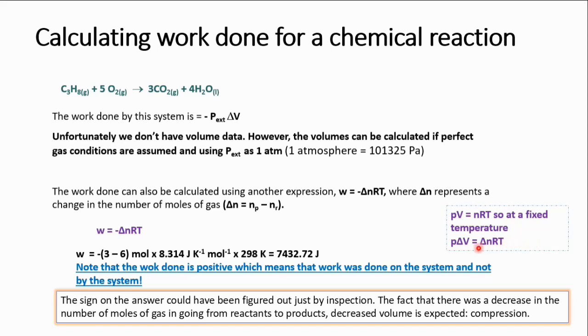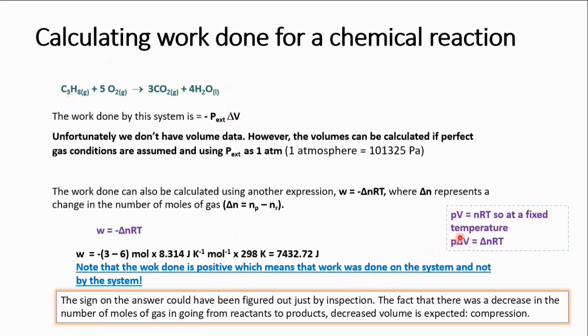Let's go back to the ideal gas equation. P is the pressure, V is the volume, n is the number of moles, R is the universal gas constant, and T is the temperature in Kelvin. Now, like I said earlier, if you're looking at a change in some parameter on the left-hand side, for example, a change in the volume, you have to look at a change in another parameter on the right-hand side, for example, the number of moles. Now, how does this work in helping you to calculate work based on a chemical equation?